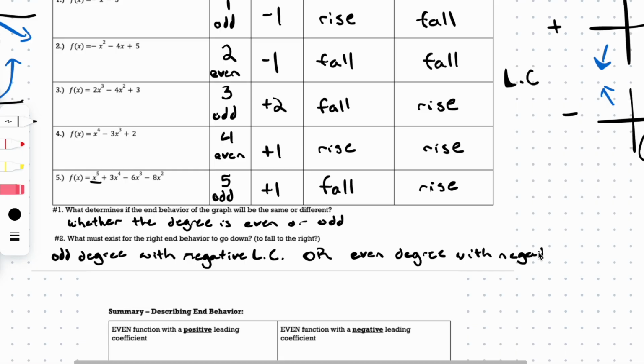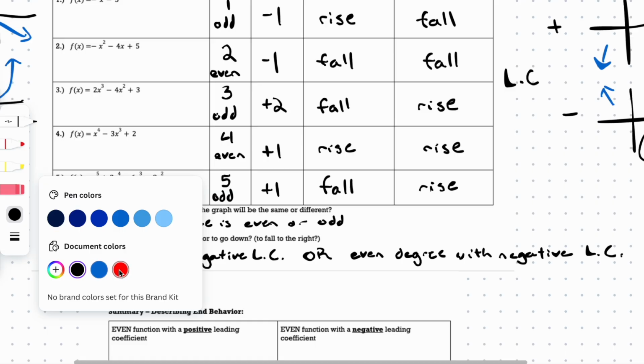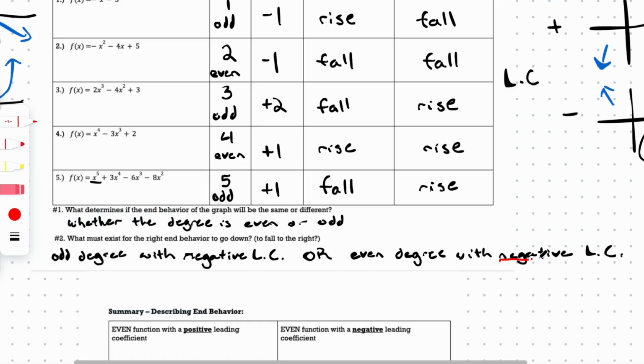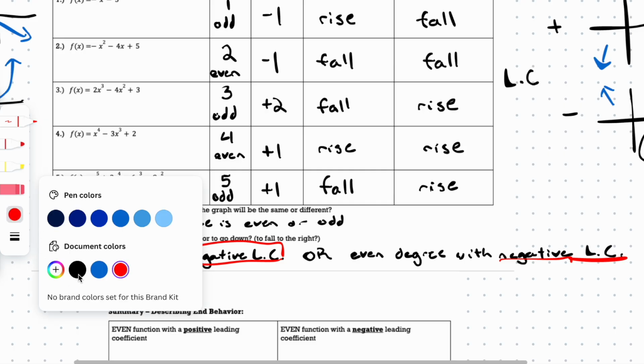Negative LC. So overall, what must exist? We must have both of these have this. Oh geez, my bad. I'm sorry. This negative leading coefficient. So that's going to be our answer. We must have a negative leading coefficient. Okay. Let's put this into practice here.